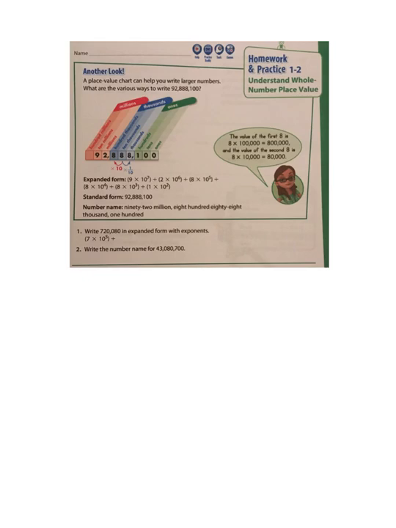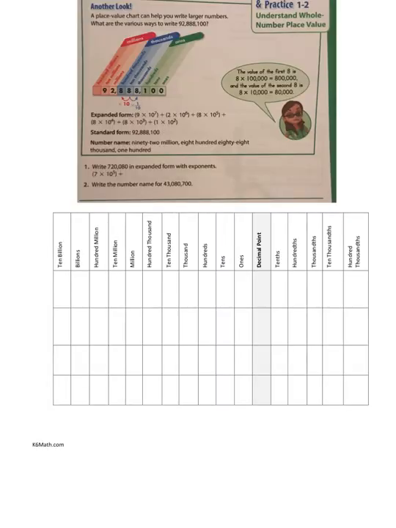Number 1 asks us to think about how could we write 720,080 in expanded form with exponents? Okay, now you guys know I am a huge fan of using a place value chart for almost anything that involves these really big numbers. So let's go ahead and just start by writing 700,000 in expanded form with an exponent.